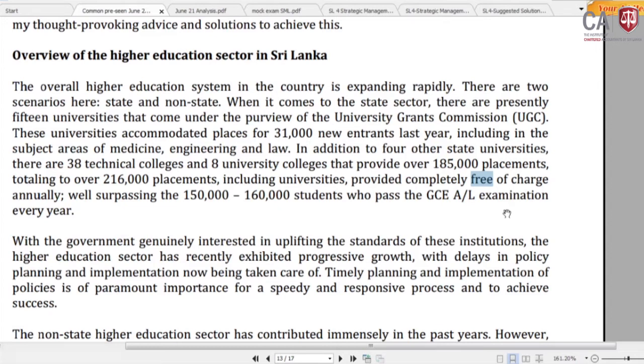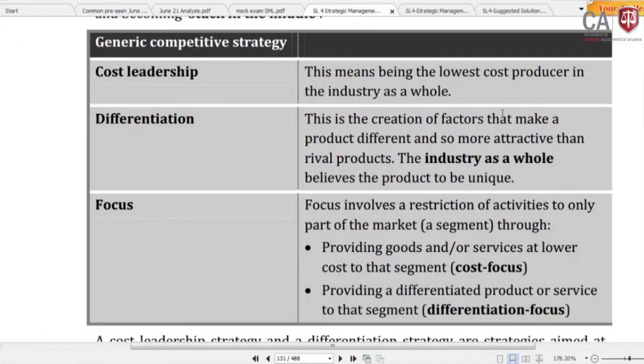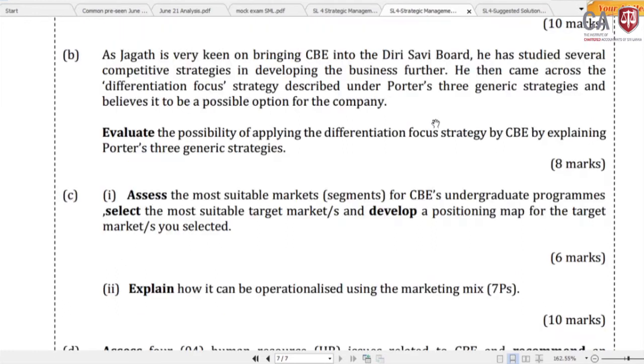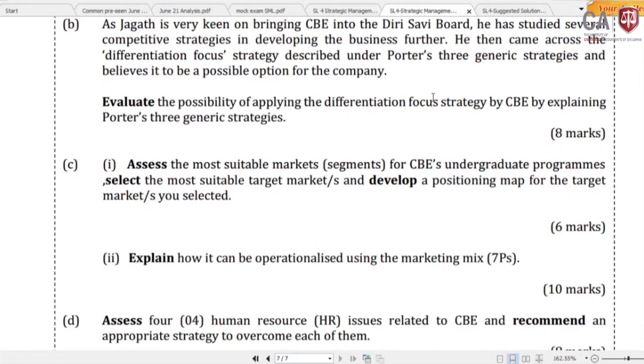Right. You know that universities provide education free of charge. Therefore, it is not practical for us to apply cost leadership strategy. We can't become the lowest cost producer, and we can't offer the good at zero cost, right. Therefore, cost leadership may not be an appropriate strategy for these organizations. Cost leadership is not an appropriate strategy.